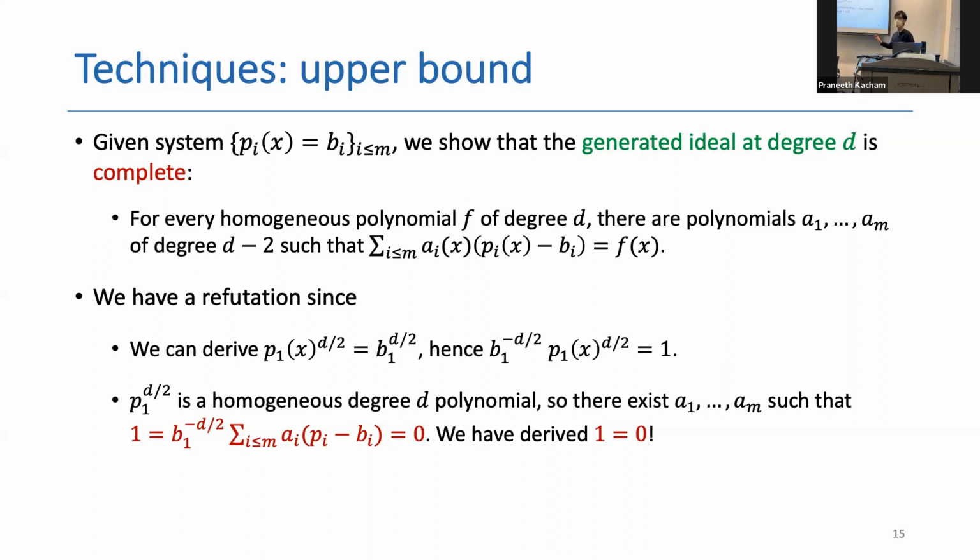Does this make sense? So what's the quantification on the Pi's and Bi's? Are you proving this for all Pi's, or there exist Pi's, or random Pi's? Okay, the quantifier is for random Pi's and Bi's. This holds. So for random P, with high probability over the choice of Pi and Bi, for every F, there exist A1 to AM. Any questions?